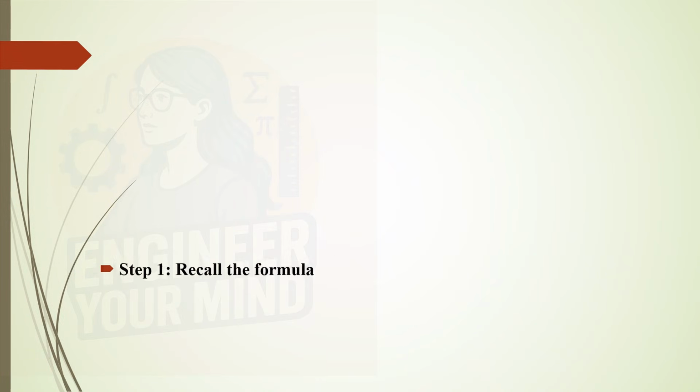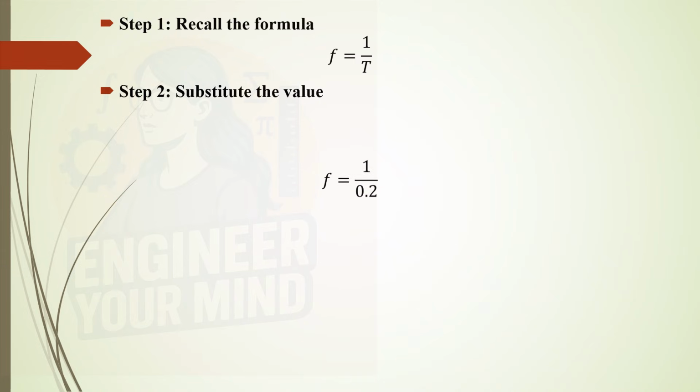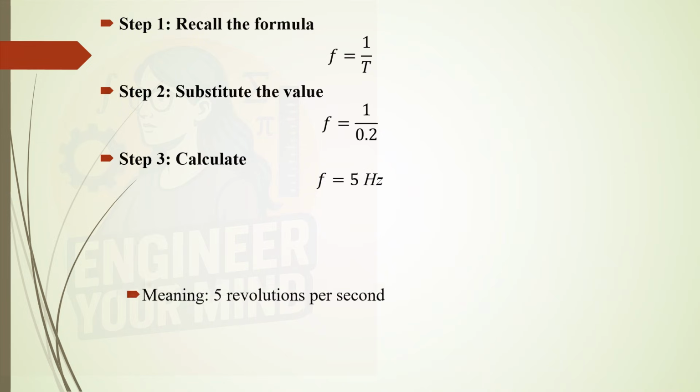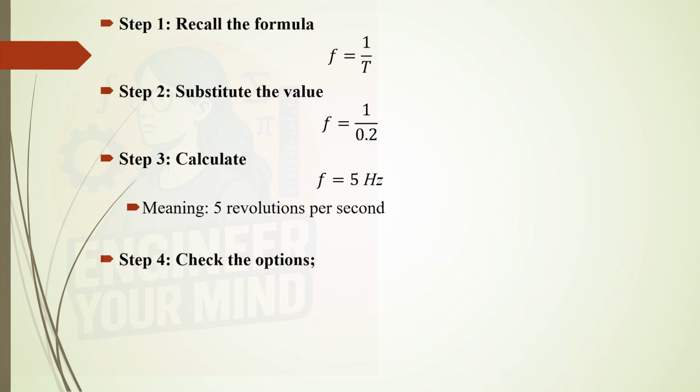Step 2. Substitute the given period. The period is given as T equals 0.2 seconds. Substitute into the formula f equals 1 divided by 0.2. Step 3. Calculate the frequency. 1 divided by 0.2 equals 5, so the frequency is 5 Hz, which means the object completes 5 revolutions every second.